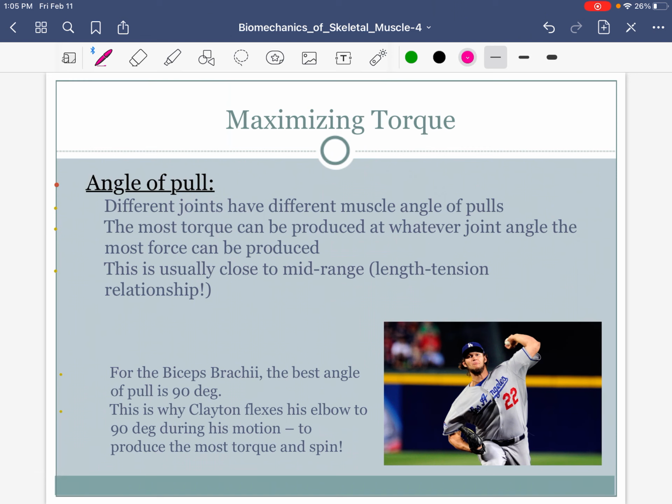Some other things to consider. Sometimes there can be different angles of pull. P-U-L-L. I know I say that funny because I'm from the Mid-Atlantic, whatever. The most amount of torque can be produced at whatever joint angle most force can be produced. It's usually mid-range.